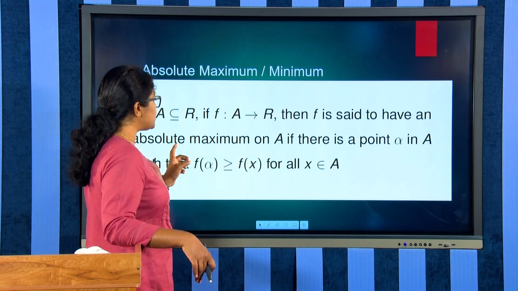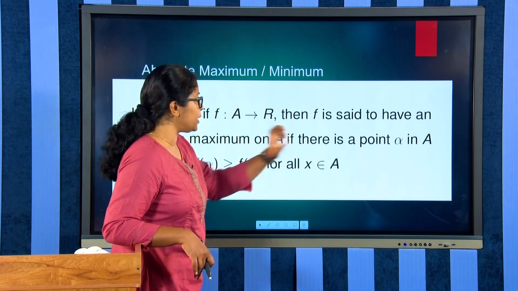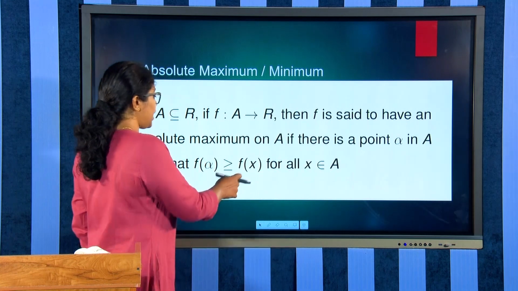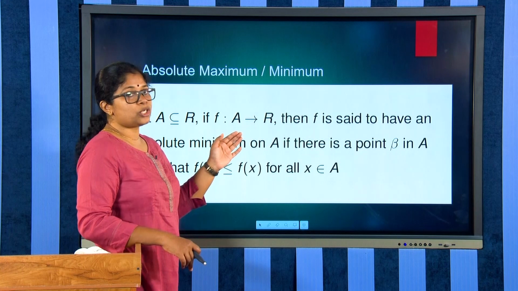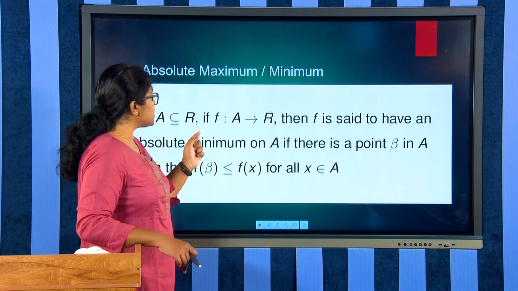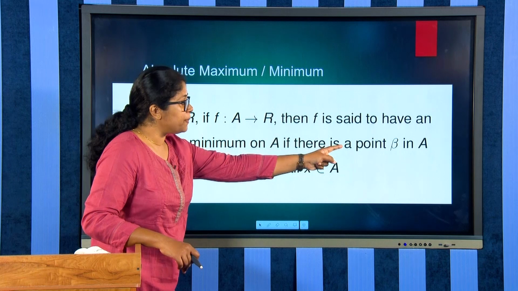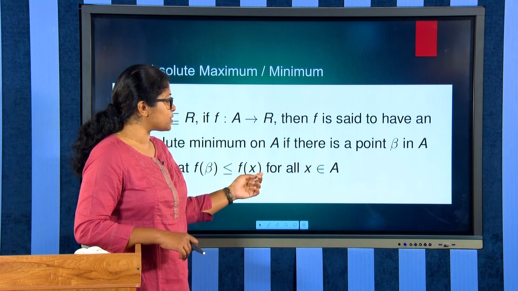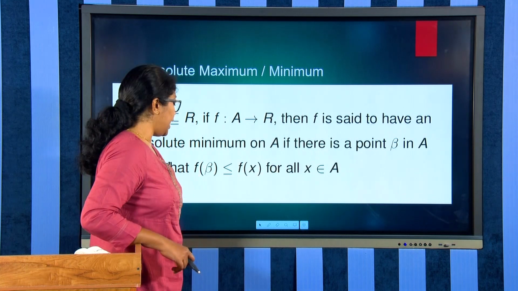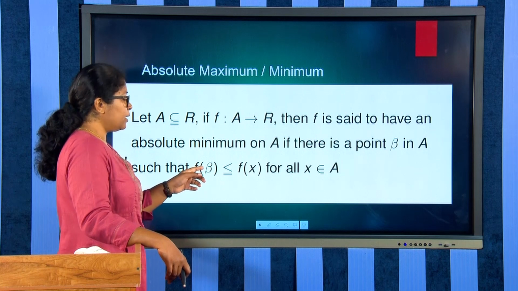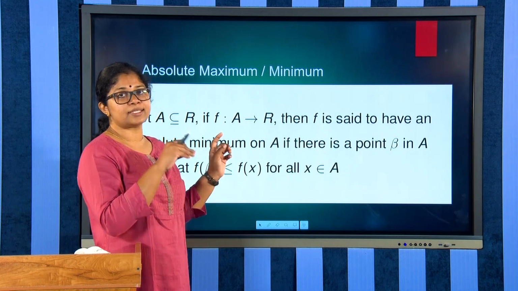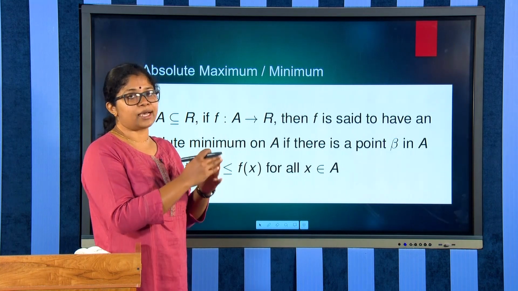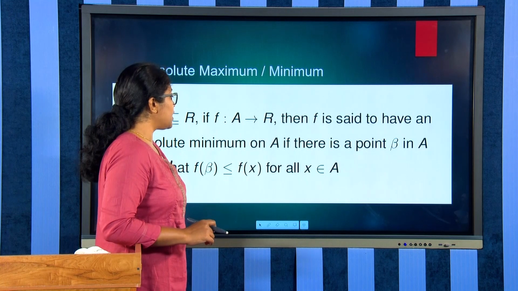So, f is said to have an absolute maximum if there is a point alpha in A such that f of alpha is greater than or equal to f of x for all x belonging to A. Similar is the definition of absolute minimum, which says that there should be a point beta in A such that f of beta is less than or equal to f of x for all x belonging to A. So, again the minimum should be attained at some point beta in the domain. The function should take the value f of beta, then only we will say that it is a minimum.